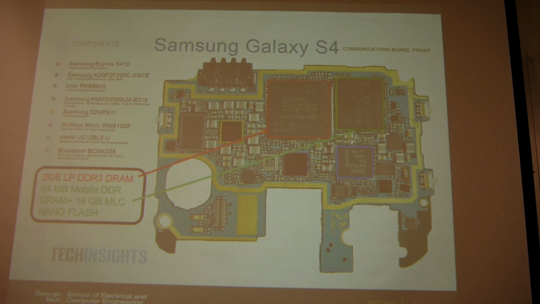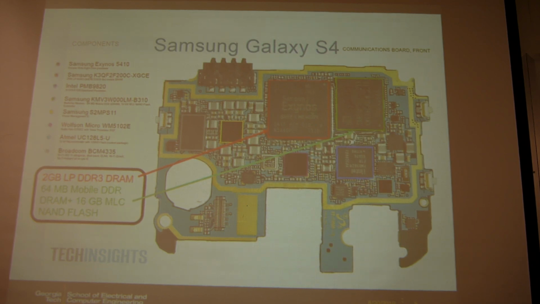And then for this green one, the 64 megabyte DDR DRAM and then 16 gigabyte MLC. It seems like in this particular design, this small capacity DRAM is used as a cache for the NAND flash. And again, the terminology like MLC, we are going to discuss in more detail later when we talk about the NAND. MLC stands for multi-level cell.